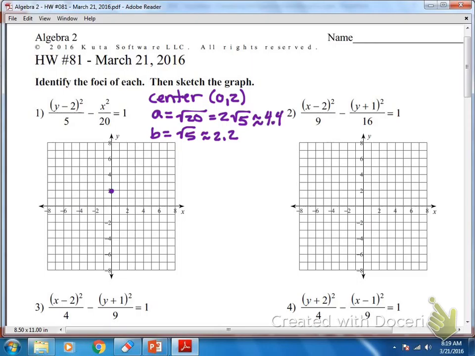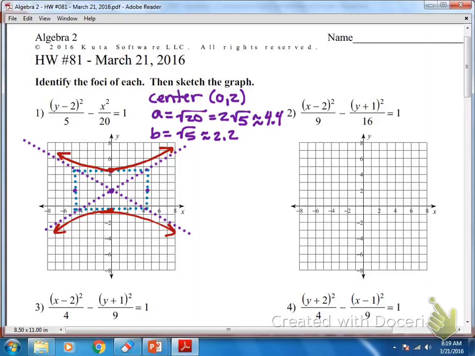I plot the center, and then I go a units to the right and left, b units up and down, and create the box here. And then I make my diagonals through the box. And since y is first here, that tells me that the hyperbola is going to be on top and bottom, so I reuse these points.